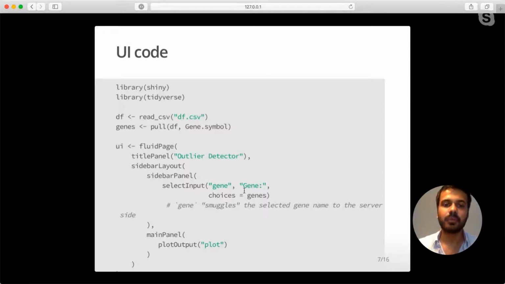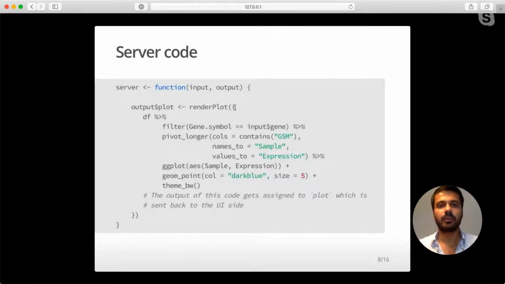So that's how you go from the user interface, which defines the layout of your app and gives the user an opportunity to do something, in this case, provide an input, that it can then send via this object that we've called gene to the server side. So let's take a look at the server side.